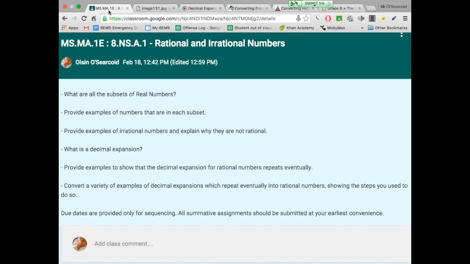To summarize, we have covered all the subsets of the real numbers. We have provided examples of numbers that are in each subset. We have provided examples of irrational numbers and explained why they are not rational, such as pi, the square root of 3, etc. We have covered what is a decimal expansion. We have provided examples to show that decimal expansions for rational numbers repeat eventually by using long division. And finally, we converted a variety of examples of decimal expansions which repeat eventually into rational numbers and showed the steps we use to do so. That proved that we understand the difference between rational and irrational numbers, and that we could convert between fractions and decimals in order to show this.